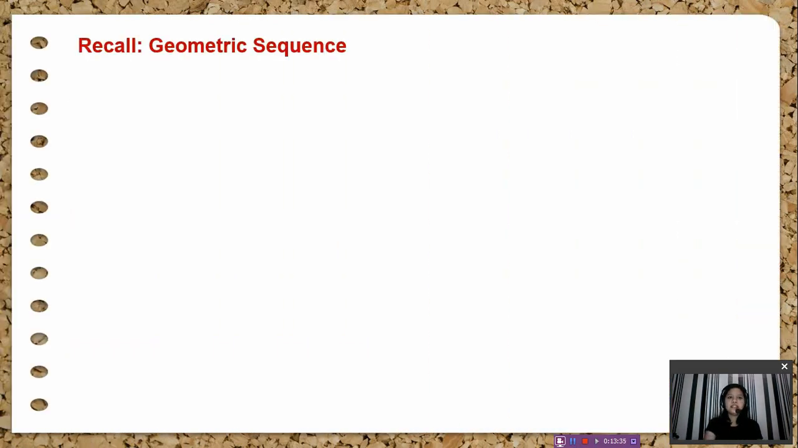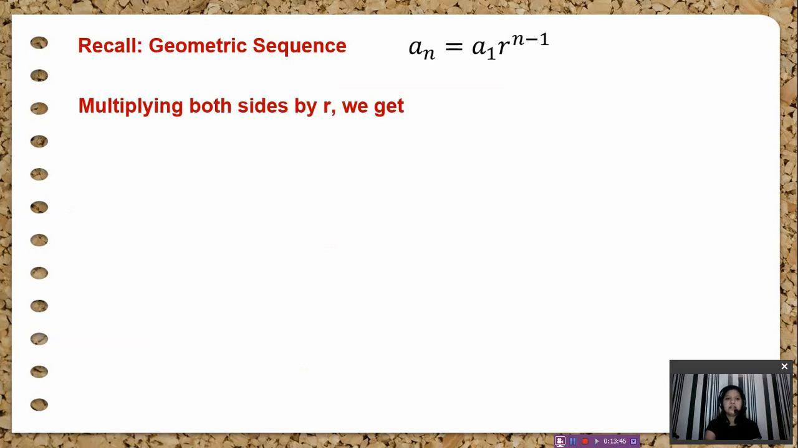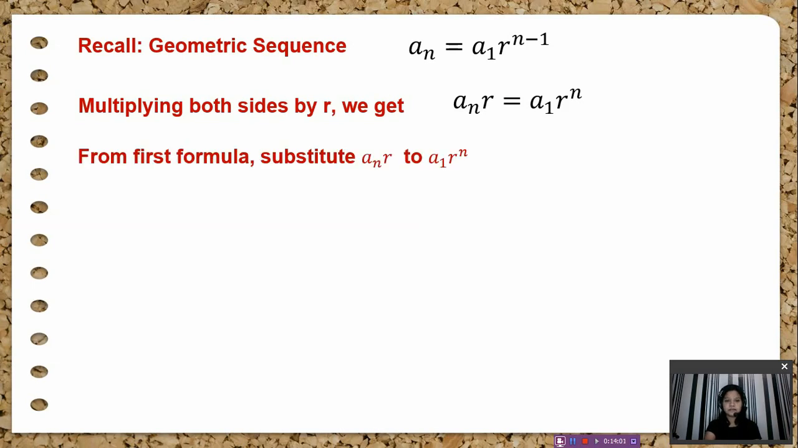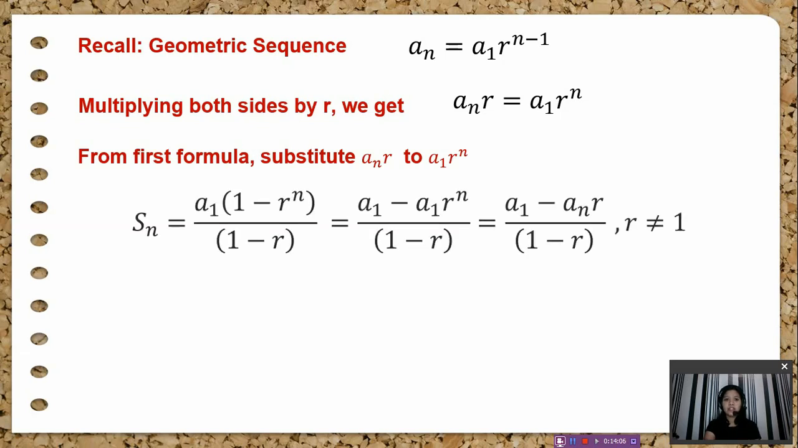Now, let us recall the formula for the geometric sequence. We have a sub n is equal to a sub 1 times r raised to n minus 1. Multiplying both sides by r, we would get a sub n r is equal to a sub 1 r raised to n. To get the second formula for the geometric series, we should substitute a sub n r for a sub 1 r raised to n. So from the first formula, let us replace a sub 1 r raised to n by a sub n r.